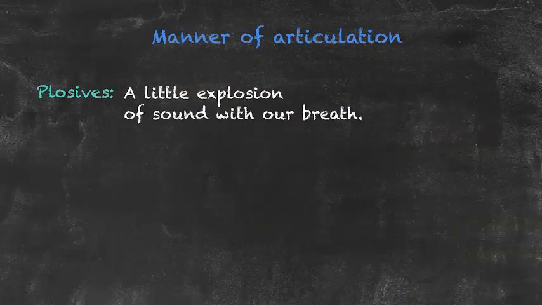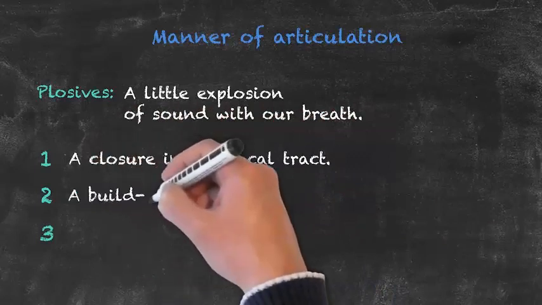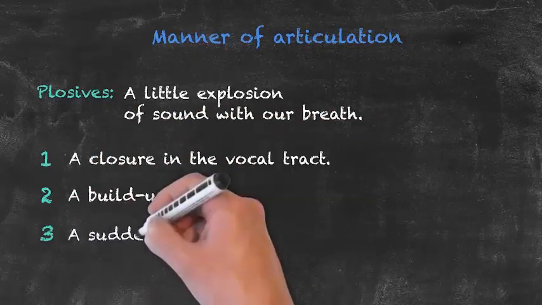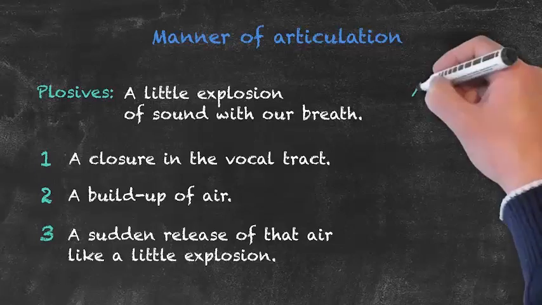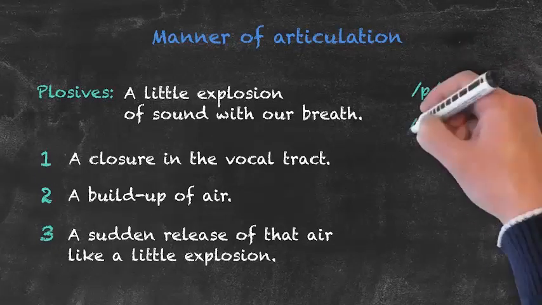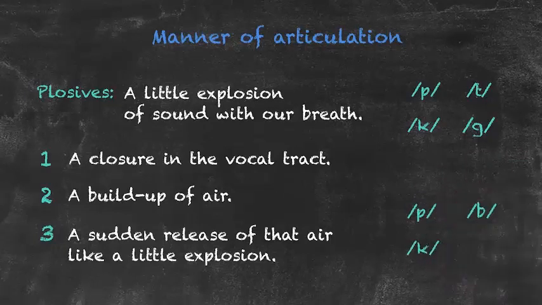The plosive sounds are made through a 3-step process. First, there's a closure somewhere in the vocal tract. Second, there's a buildup of air. And finally, there's a sudden release of that air, like a little explosion. If we look at some of the sounds that are made this way, we might better understand why they are called plosives. Examples are the p, t, k, and g sounds. Again, we have a closure in the vocal tract, a buildup of air, and a sudden release. P, b, k, and g.